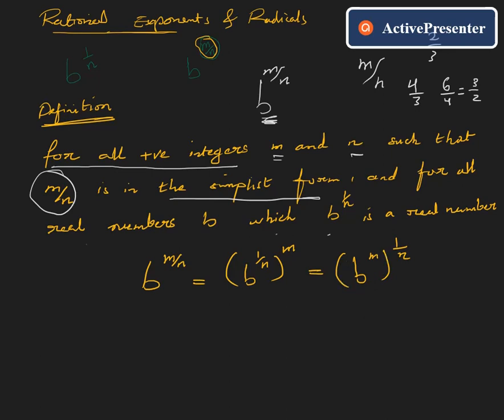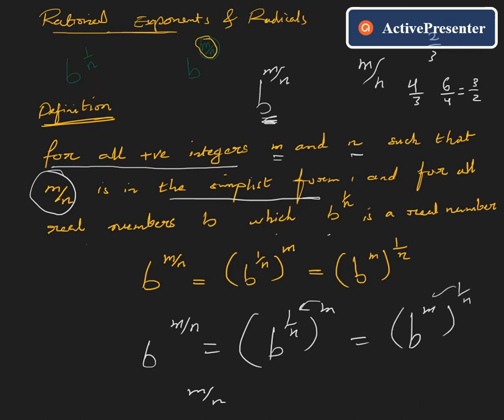That's it. b to the power m over n equals b to the power 1 over n, all to the power m, because if m is multiplied by 1 over n, it should be m over n. And it can also be written as b to the power m, all to the power 1 over n, because if this is multiplied by m, it should be m over n. And this is the definition.